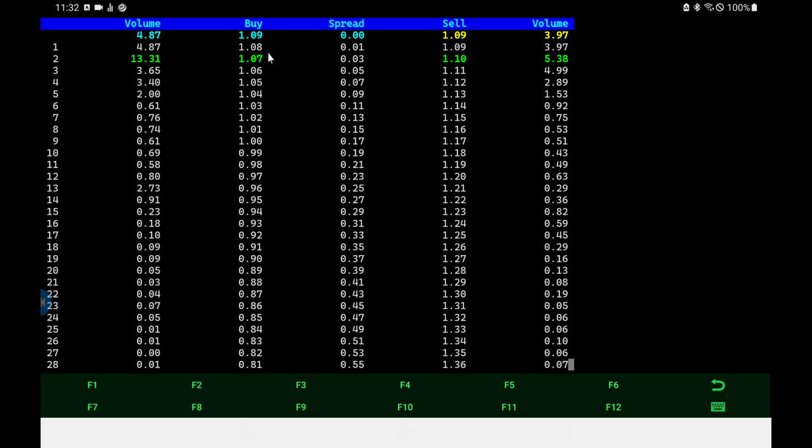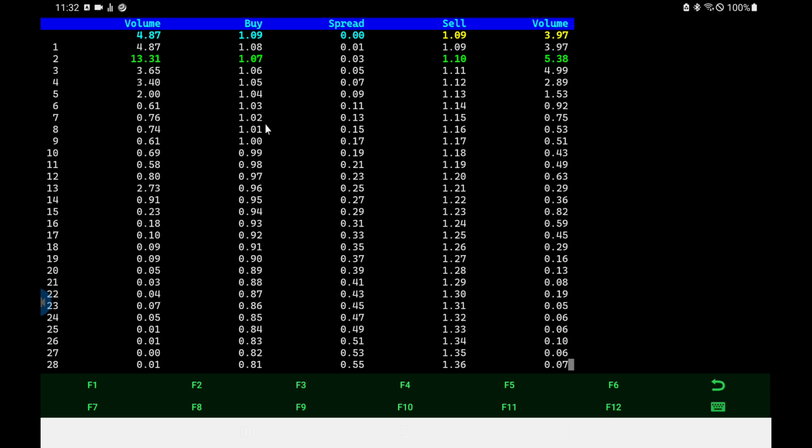So right now, the rough 1.07 range is 13% of the order book buy side, whereas the 1.10 range is roughly 5.3% of the sell side. Again, supply and demand. Supply is significantly less than demand. But we see something more interesting here.